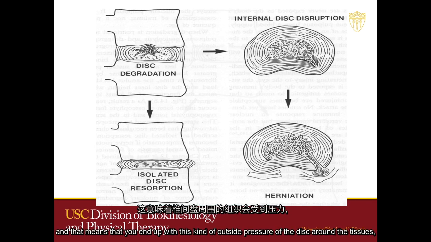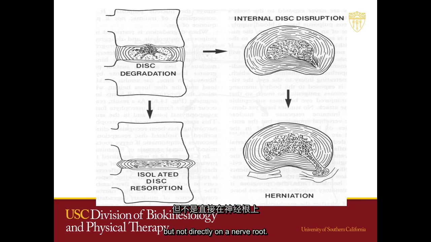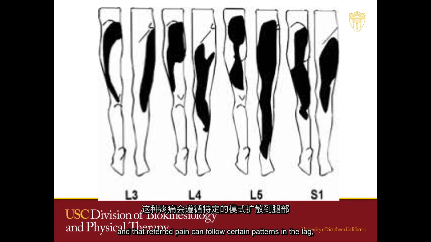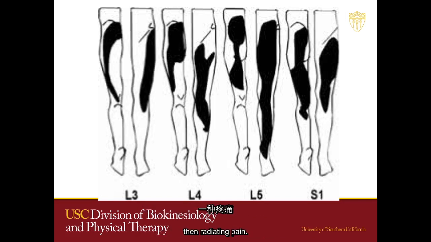And that means that you end up with this kind of outside pressure of the disc around the tissues, but not directly on a nerve root. And that referred pain can follow certain patterns in the leg. And this is going to be different again than radiating pain.